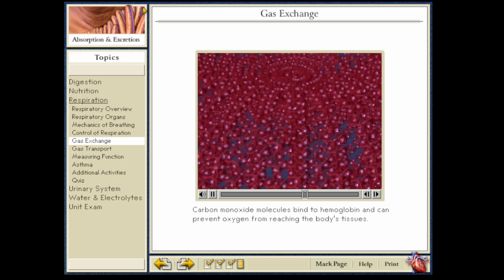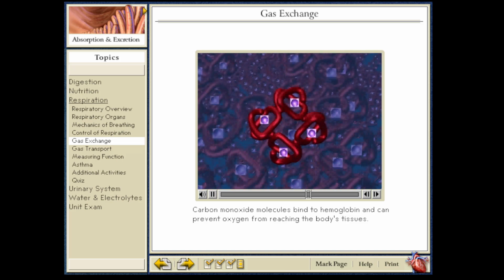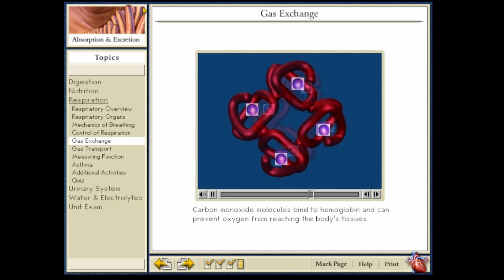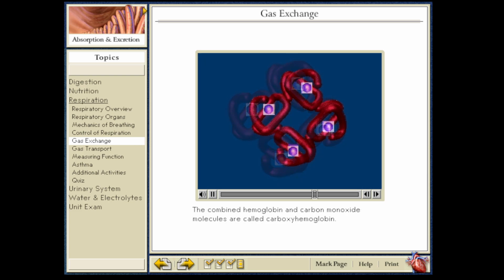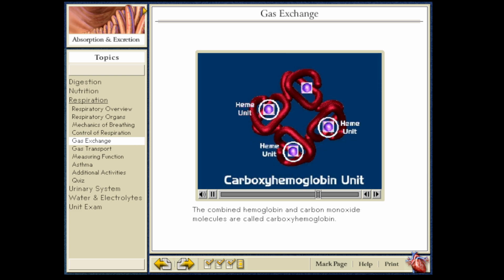Carbon monoxide molecules bind to hemoglobin and can prevent oxygen from reaching the body's tissues. The combined hemoglobin and carbon monoxide molecules are called carboxyhemoglobin.